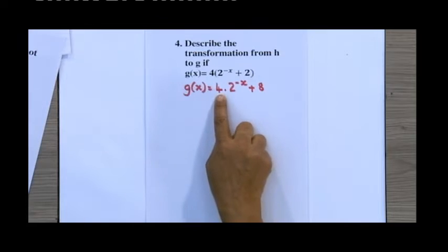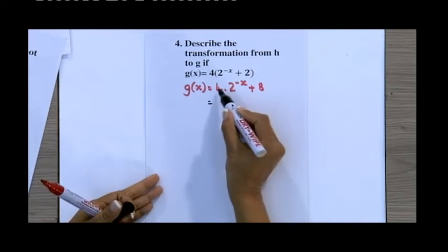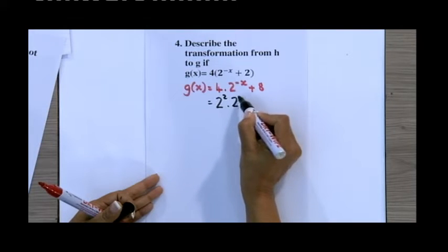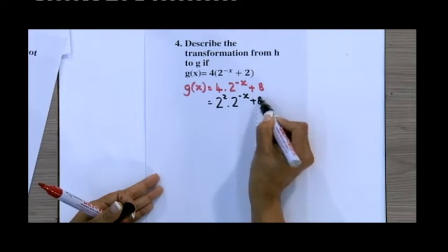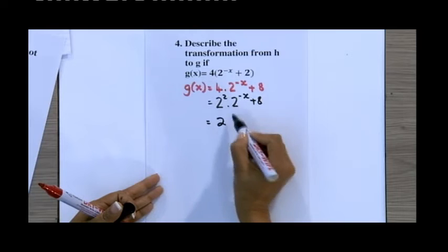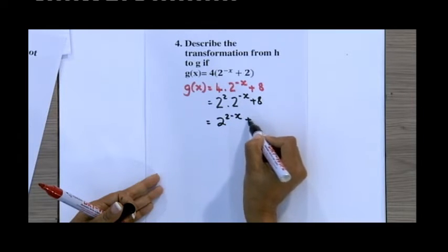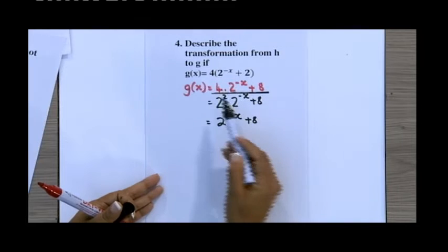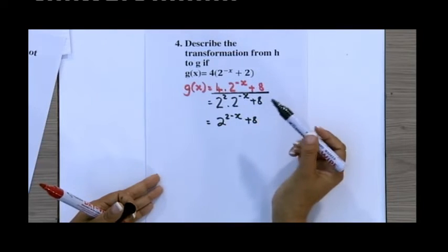Remember that if you wanted to multiply this out, you can see that 4 is 2 to the power of 2. Can you see? Now your bases are the same and you can add your exponents. This is 2 to the power of 2 minus x plus 8, but you don't need to do it. You can just go till there. So what is the transformation?